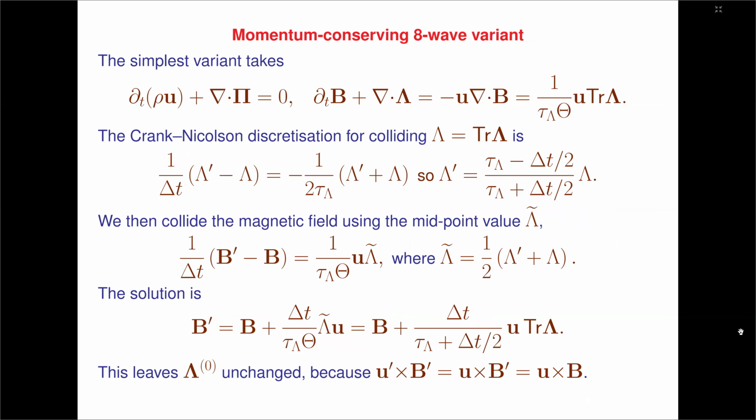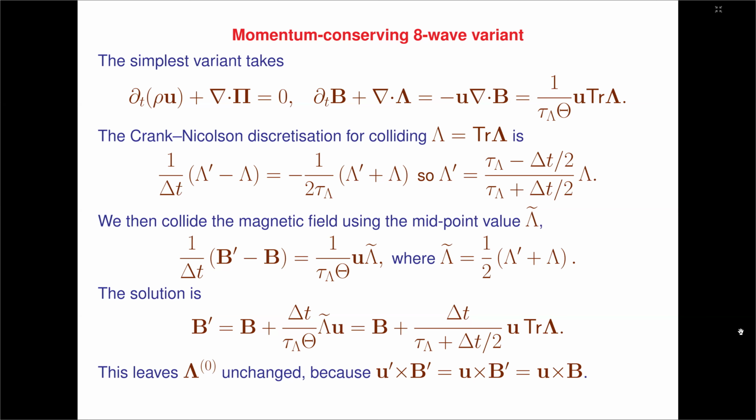So the simplest variant says, let's leave the momentum equation alone, so we keep momentum conservation. We put a Dsfd term in the induction equation, which becomes a trace lambda term, and discretize that with Crank-Nicholson. So we collide the lambda first. We've got a formula for it. And then I want to collide the magnetic field using the midpoint value, Crank-Nicholson. This U thing doesn't change, so it doesn't matter where I evaluate it. So I can solve. Nice property: the lambda tensor at equilibrium, so the electric field, if you like, doesn't change, because if you work out this new thing, it's the same as the old thing. That's the first variant. So we keep momentum conservation, and just muck about with the induction equation.